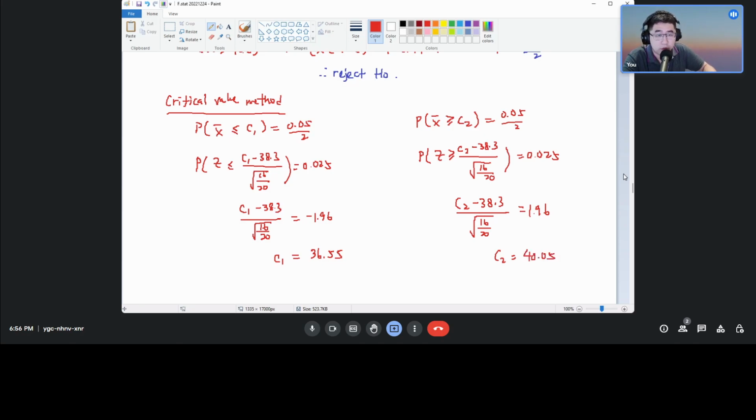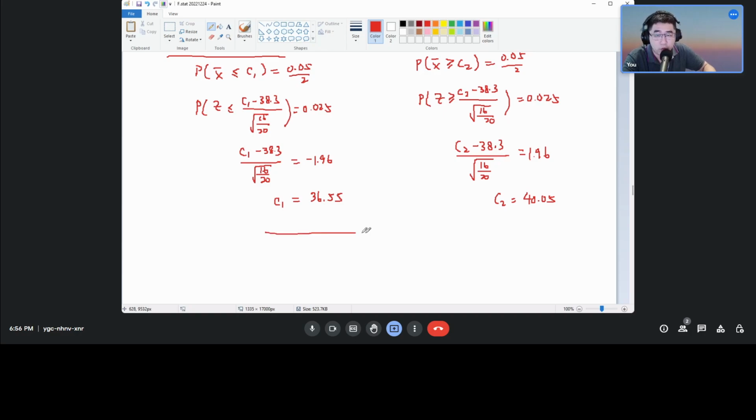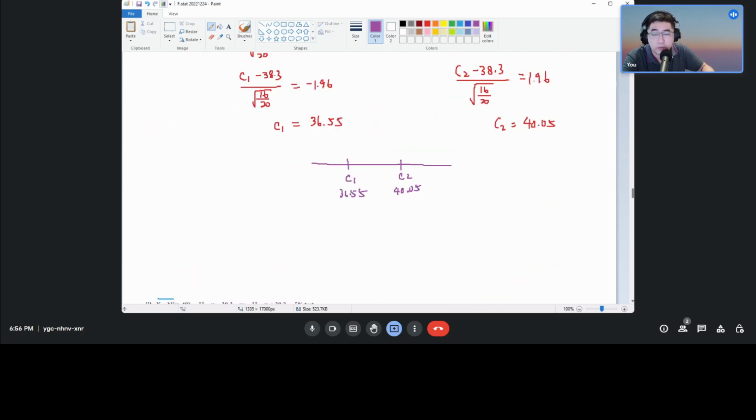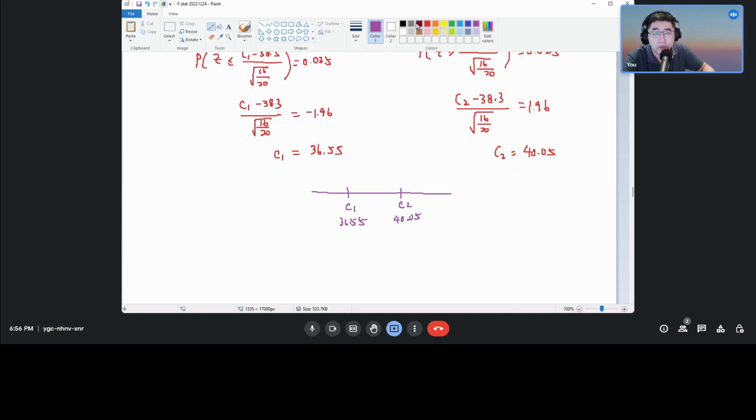Okay, so what does this mean from here? I will have my number line. I have a C1 value and a C2 value. 36.55 is here, 40.05 is over here. Then my evidence is 40.6. So evidence m equals 40.6 is over here.